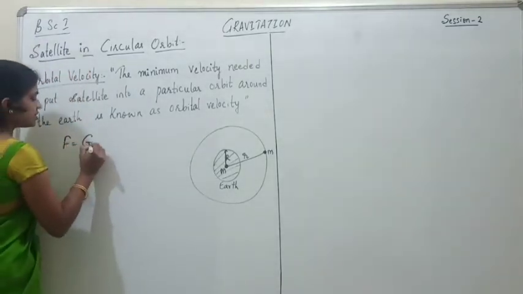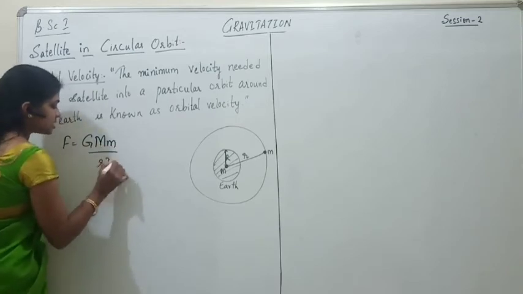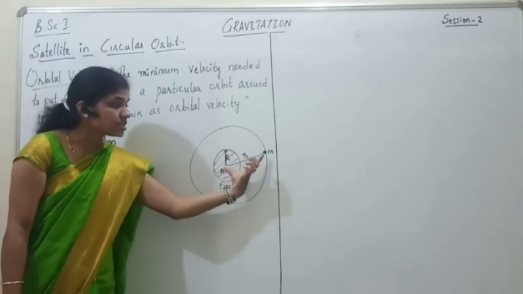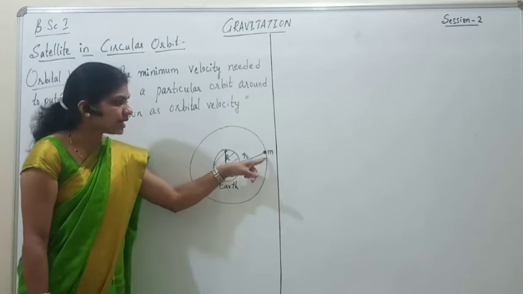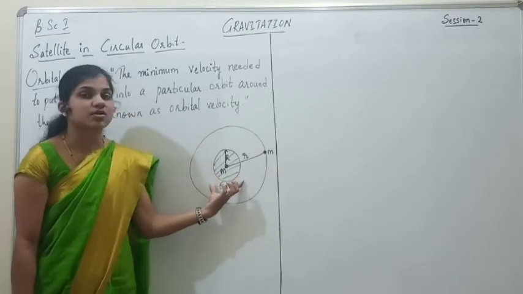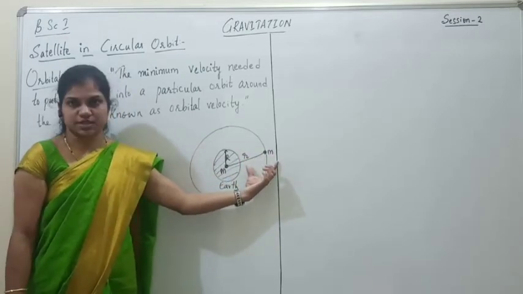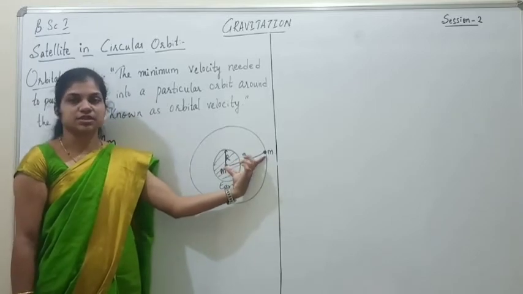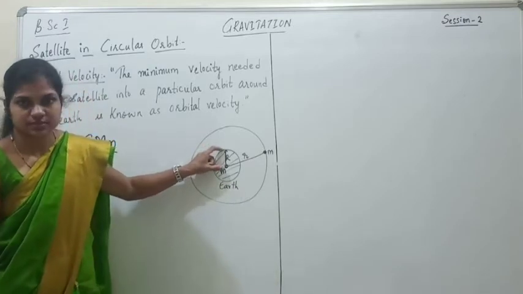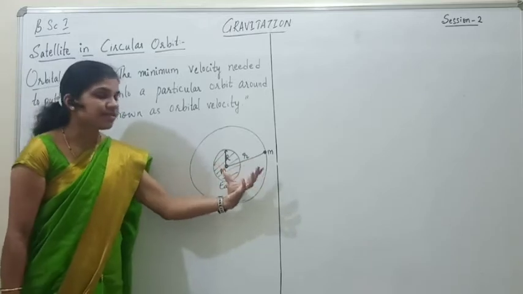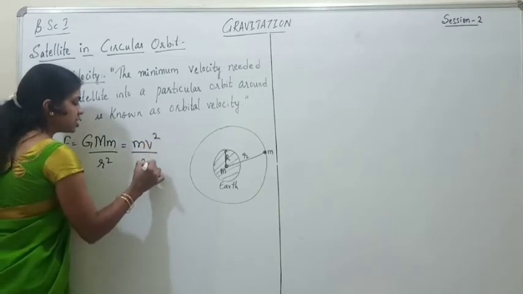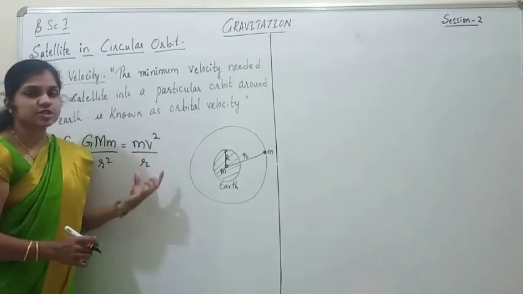Gravitational force is F equals GMm upon r square. Again, we are considering a body of mass m which is at a distance of r from the earth. This is the satellite of mass m and it is revolving around the earth. So it is not on the surface of the earth; it is far away from the earth. The distance of the satellite from the center of the earth is r, and capital R is the radius of the earth. We are saying that the gravitational force is equal to the centripetal force. The centripetal force is mv square by r.